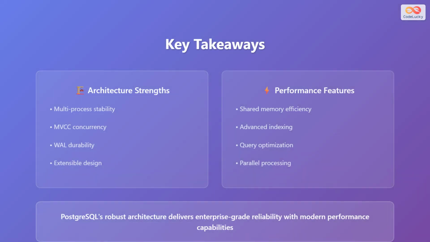In summary, PostgreSQL's architecture strengths include multi-process stability, MVCC concurrency, WAL durability, and an extensible design. Performance features include shared memory efficiency, advanced indexing, query optimization, and parallel processing. As a result, PostgreSQL's robust architecture delivers enterprise-grade reliability with modern performance capabilities.